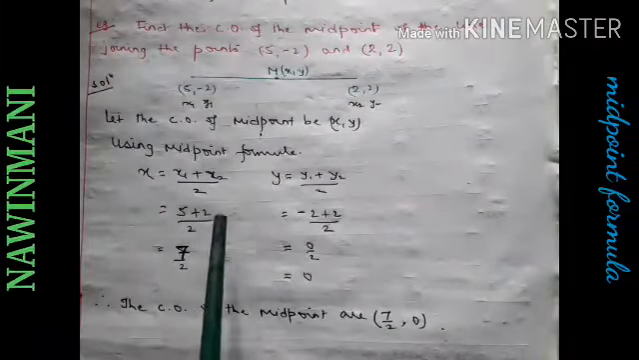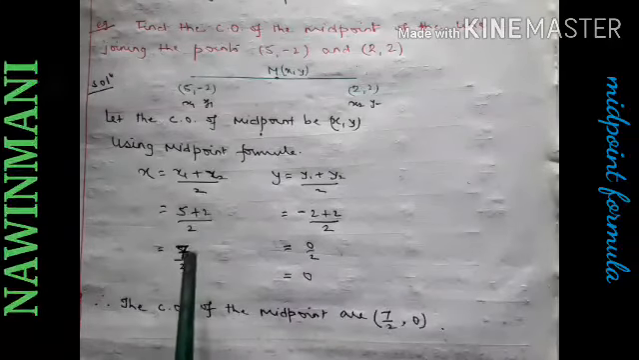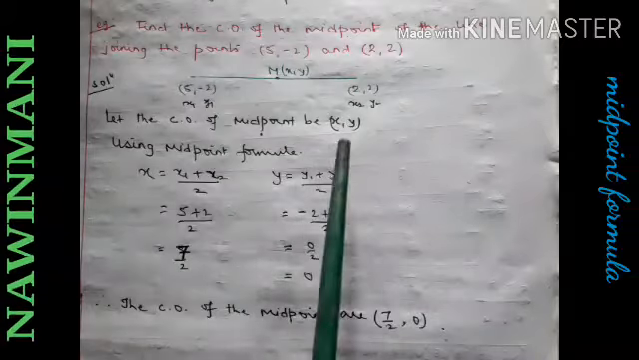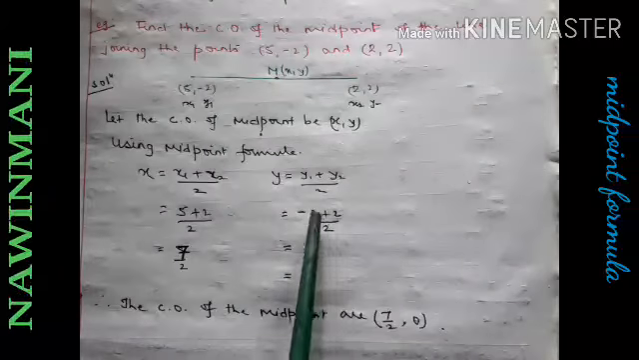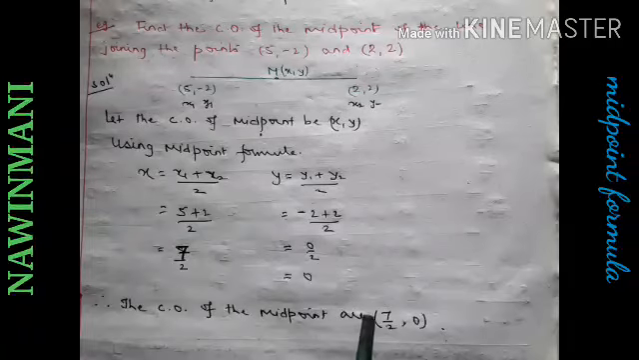Okay, so 5 plus 2 gives us 7 by 2. This you cannot divide, keep it like that. And y1 is minus 2 plus y2 is 2. So minus 2 plus 2 gives us 0, 0 by 2 is 0. So what are the coordinates of the midpoint?